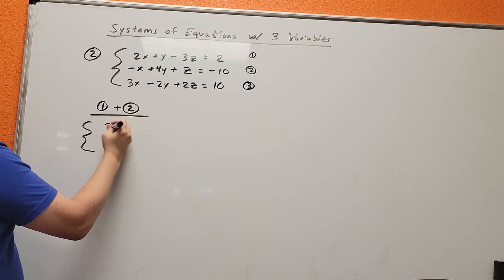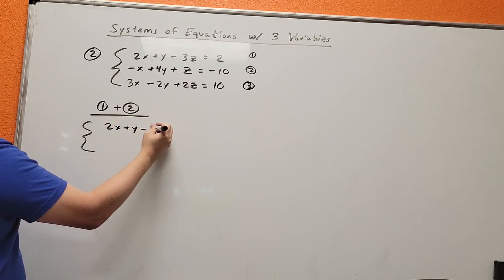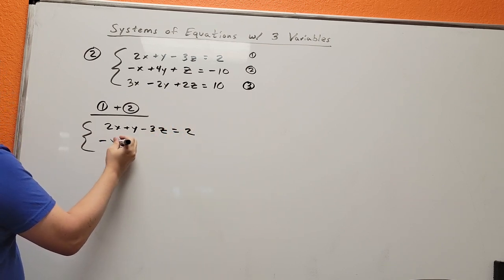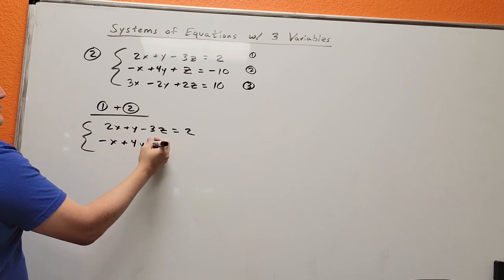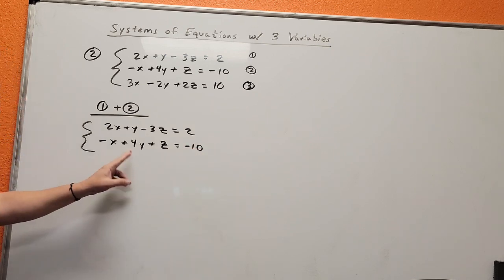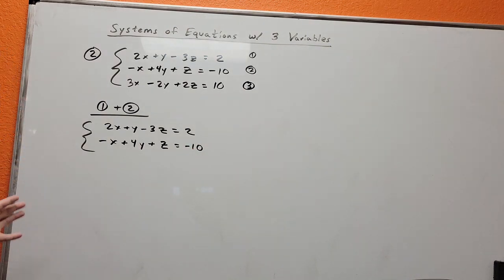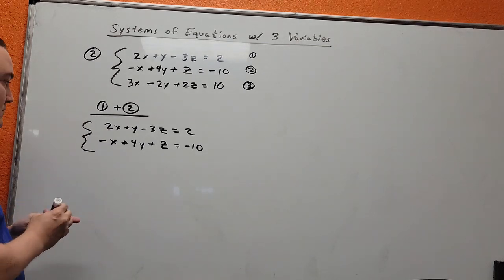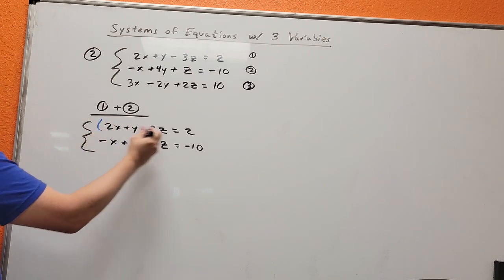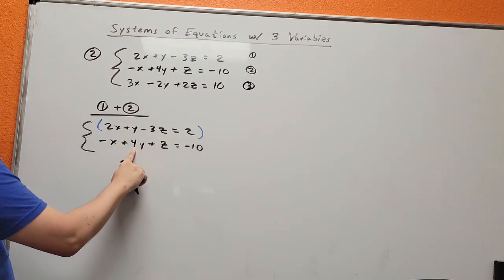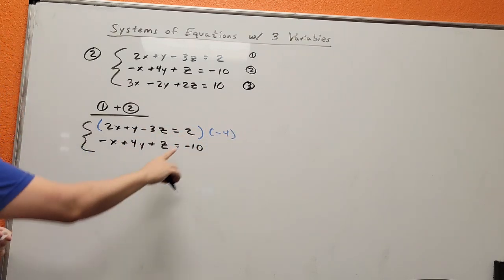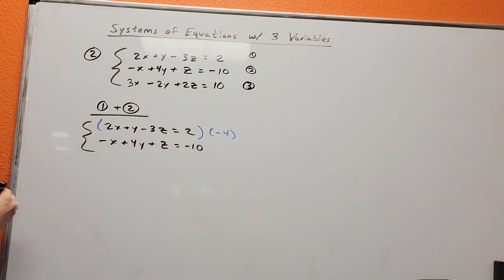So let's see, that's 2x plus y minus 3z equals 2, and negative x plus 4y plus z equals negative 10. So let's go ahead and eliminate the y's this time, just to do something a little bit different. So we're going to times this one. If we're getting rid of the y's, we want positive 4y and negative 4y. So I'm going to times this by negative 4. Don't forget it goes to there too, that's a common mistake.